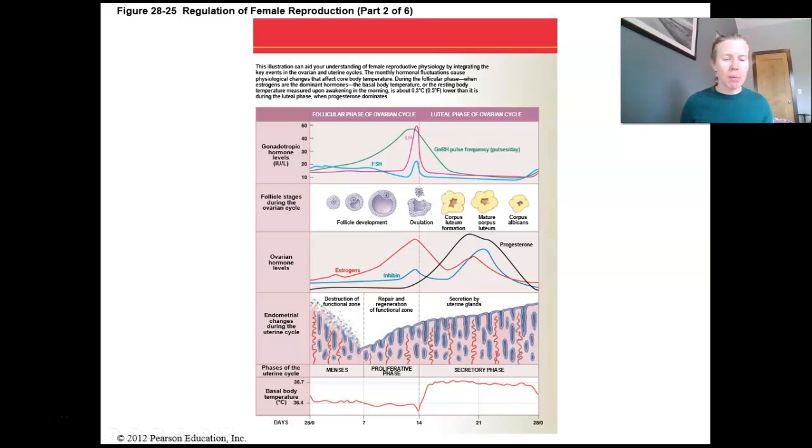And basically what happens here is we're going to repair, right? So we respread those epithelial cells over the endometrial surface. We're restoring the epithelium there, and we start to get growth and revascularization, right? Getting the blood vessels back in there to restore that functional zone. So we're repairing and regenerating.